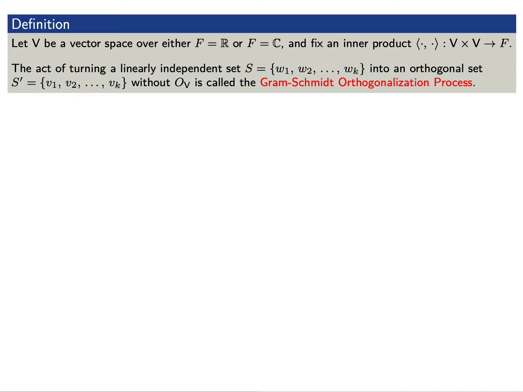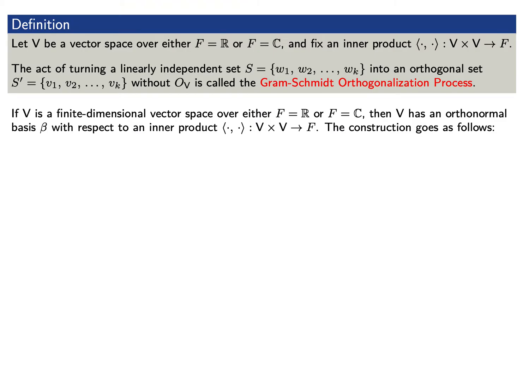Before we talk about the proof of this, let's discuss some definitions and give some examples. Let's say that V is a vector space over either the real numbers or the complex numbers, and again, we'll fix an inner product, our angle bracket. The act of turning a linearly independent set in terms of some vectors W sub I into an orthogonal set S prime in terms of some vectors V sub I is called the Gram-Schmidt Orthogonalization Process. It's the process in which we're turning a set S into an orthogonal set S prime.